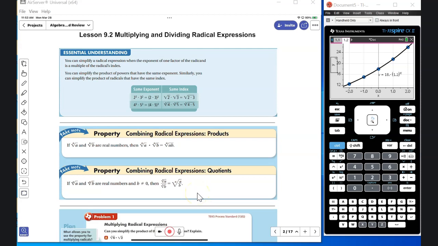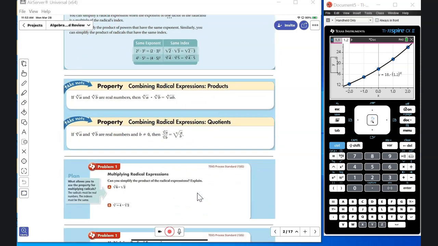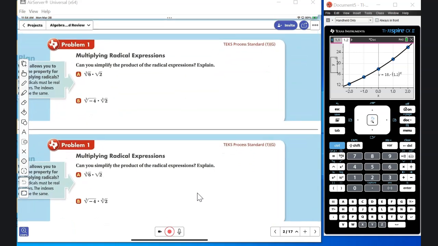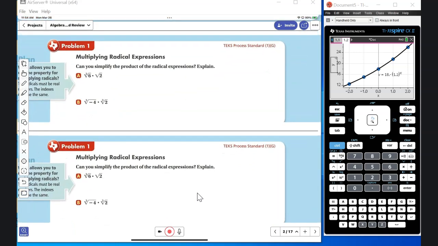Today's lesson has to do with multiplying and dividing radicals. And so we're going to look at problem number 1. I'm going to go ahead and move that up. And the question is, can you simplify the product of the radical expression? You notice that you have the third root of 6 times the square root of 2.